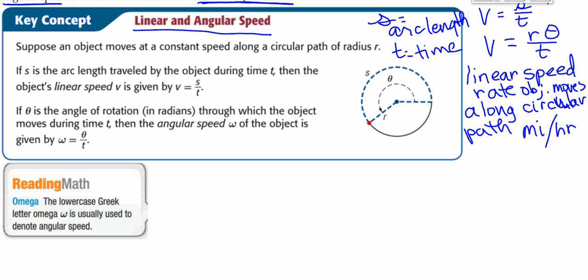Then if theta is an angle of rotation in radians, and by the way, our angles are always in radians when we're doing these things, through which the object moves during the time t, then the angular speed is called omega. It's the lowercase Greek letter omega, because the uppercase one looks different, and I make it like a W that curls into itself a little bit. So that symbol is omega. And so this is angular speed.